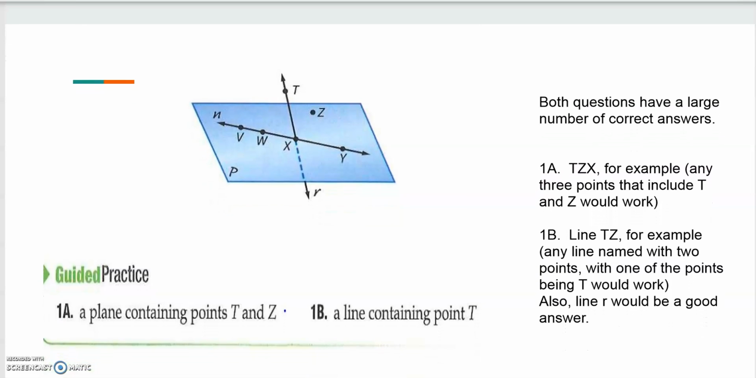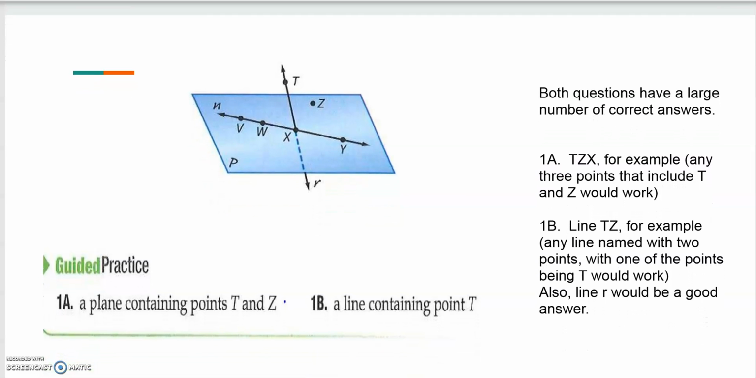Look at this. In this practice question, they want us to name a plane that contains points T and Z. Now, you'll notice something about point T. Point T is not in that blue plane P. It's not. So if we want to name a plane that contains T and Z, you can choose point T, point Z, and then any other point in that picture, and that would be the name of a plane. I gave you one example. TZX would define a plane. So you could name a plane TZX.